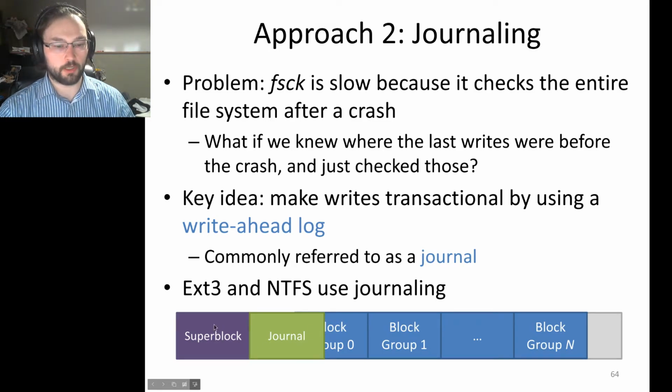So logically, we'll put it after the super block, before the first block group. We'll put in this journal.